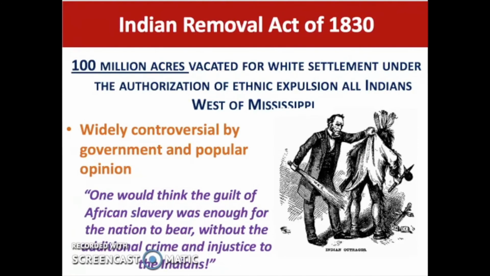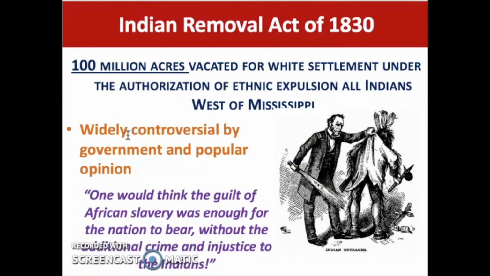In that Indian Removal Act, 100 million acres vacated for white settlement under the authority of ethnic expulsion of all Indians west of the Mississippi, specifically to the Indian Territory. And this was not widely accepted. In fact, it was widely controversial by both government and public opinion in the newspapers. There was a bunch of cartoons kind of showing what was happening here.